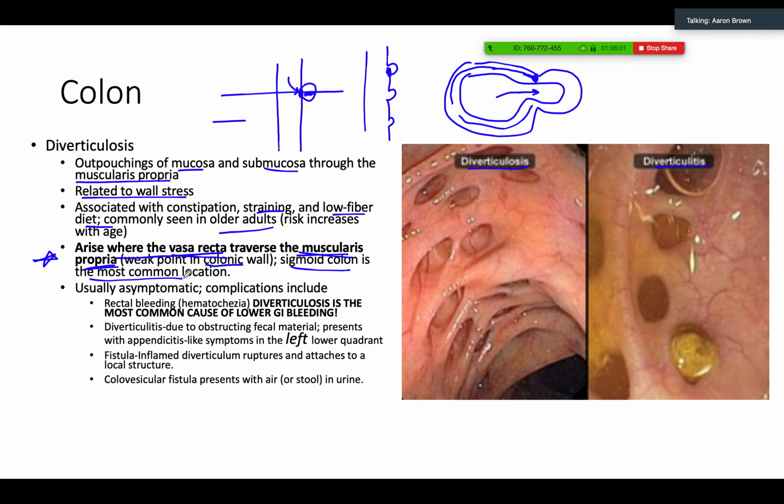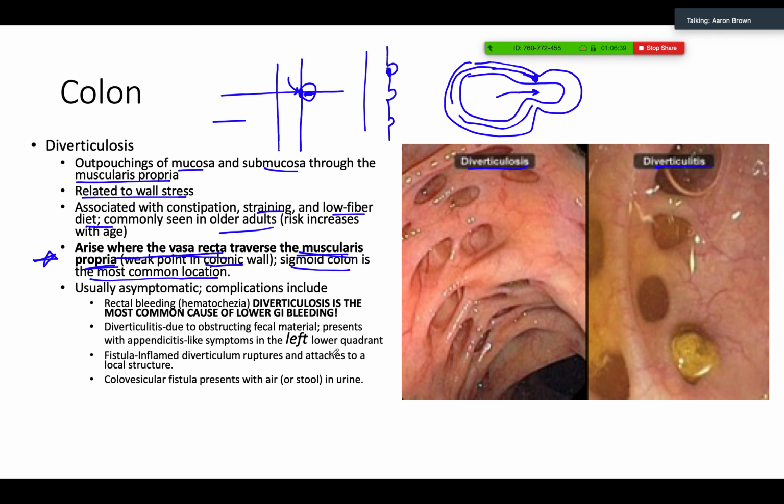Sigmoid colon is going to be the most common location of diverticula. And this is important because the sigmoid colon, is that on the right side of your body or the left? The sigmoid on the left, right? Yes. So when your patient has diverticulitis, where are they going to have pain? On the left, right? Because that's the most common place for these diverticula to form.